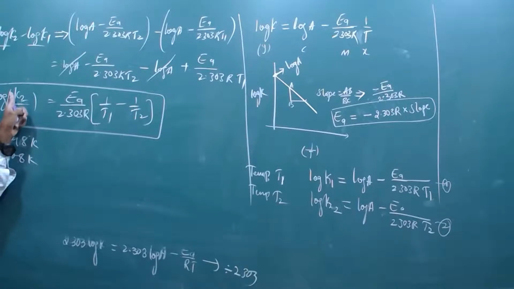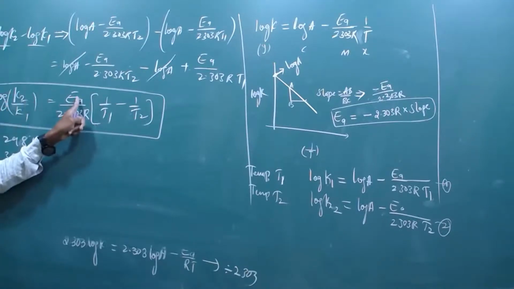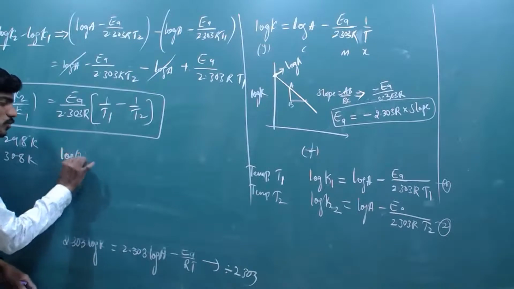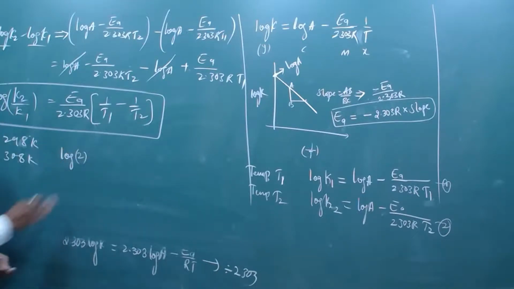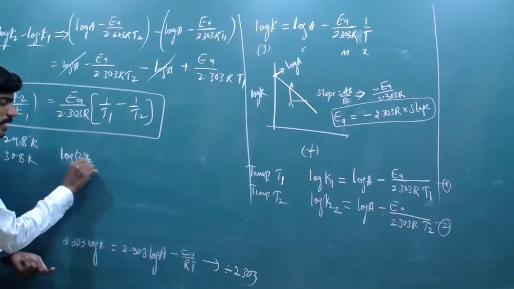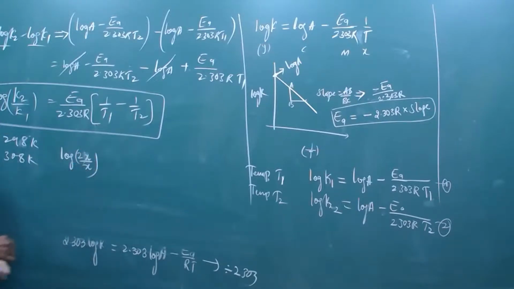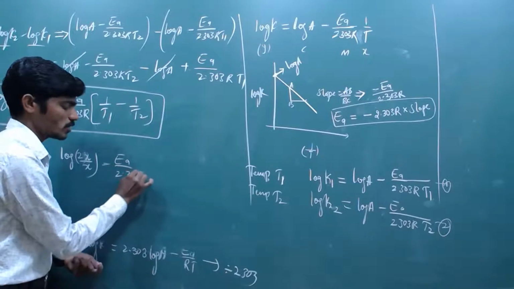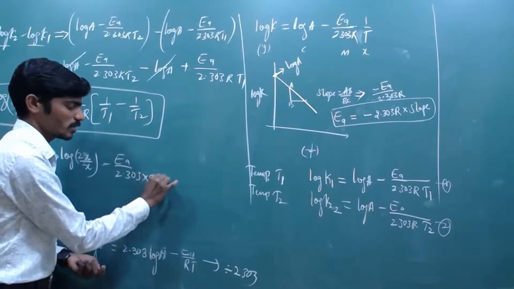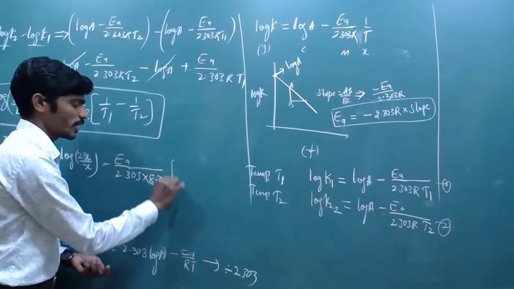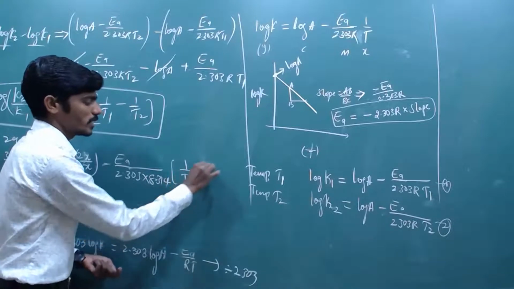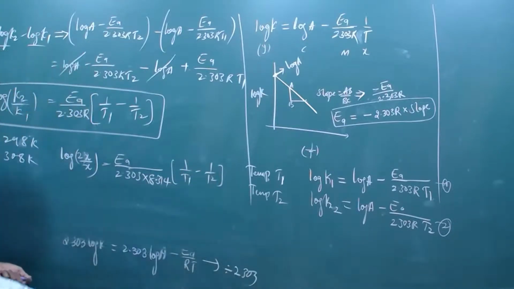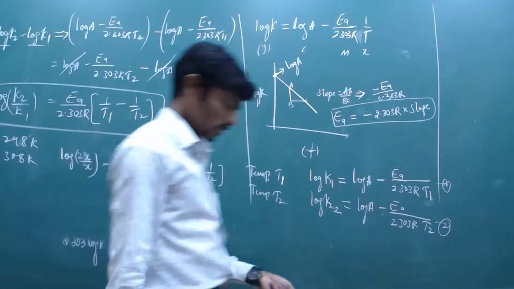The rate of reaction doubles. Calculate activation energy. Rate of reaction doubles, that means the ratio is 2, 2x by x. The rate values, that equals activation energy divided by 2.303 into R. What is the value of R? 8.314 into 1 by T1 minus 1 by T2. Let's simplify, solve the problem.